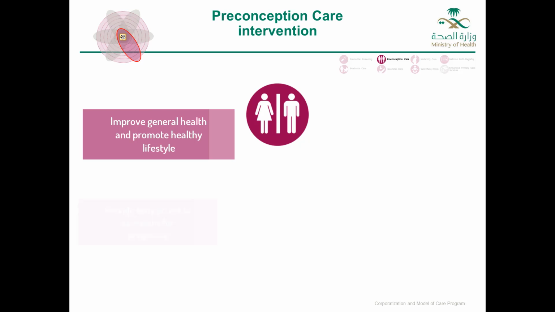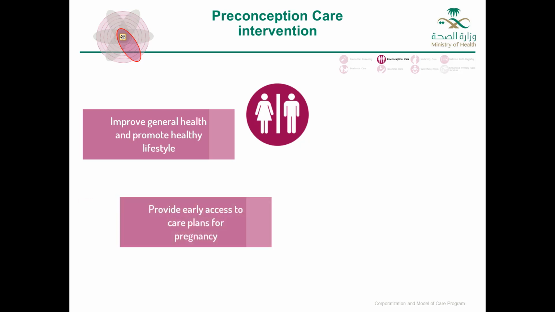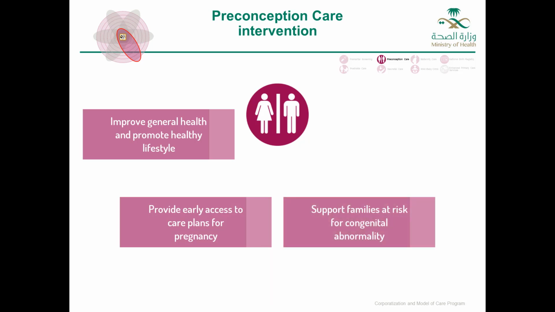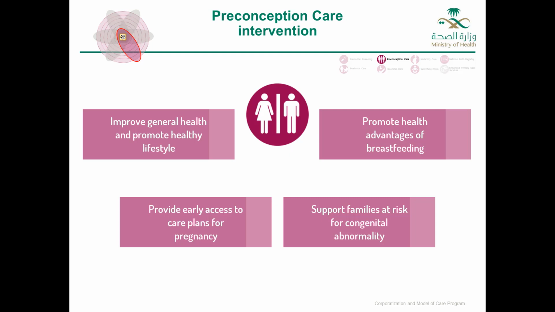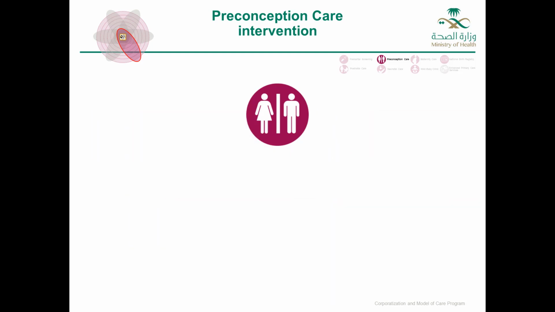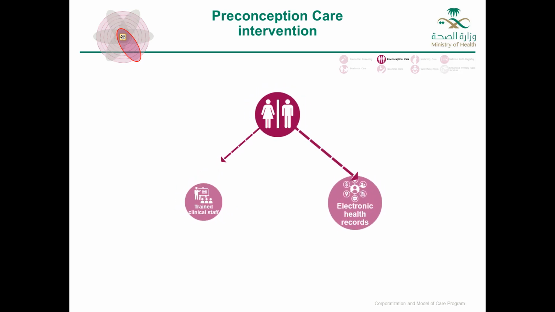by providing early access for women to be involved in their care plans from early pregnancy, by supporting families who are at risk of having a baby with a congenital abnormality, and by promoting the health advantages of breastfeeding for women and their babies. To fulfill their mandate, preconception care services will rely on trained clinical staff in primary care, including GPs, nurses, and nurse practitioners, as well as midwives, and will also rely on electronic access to health records.